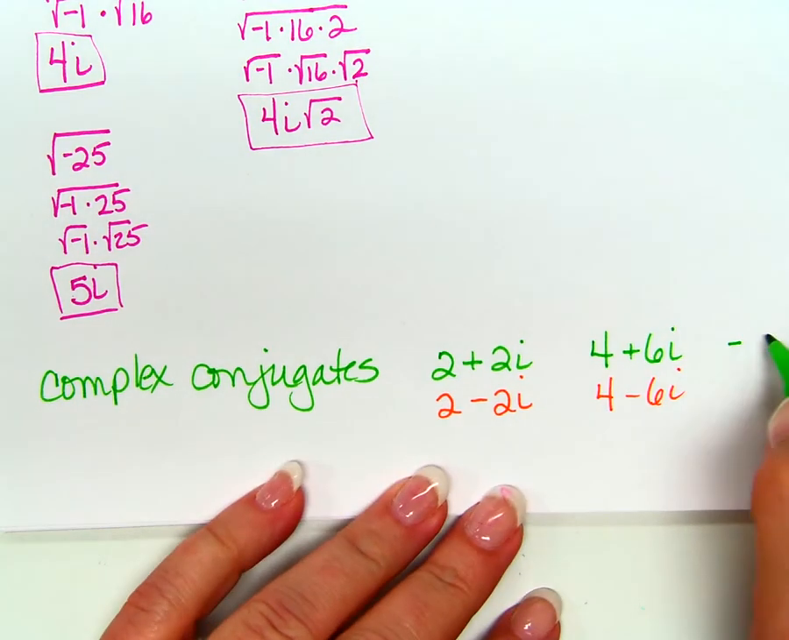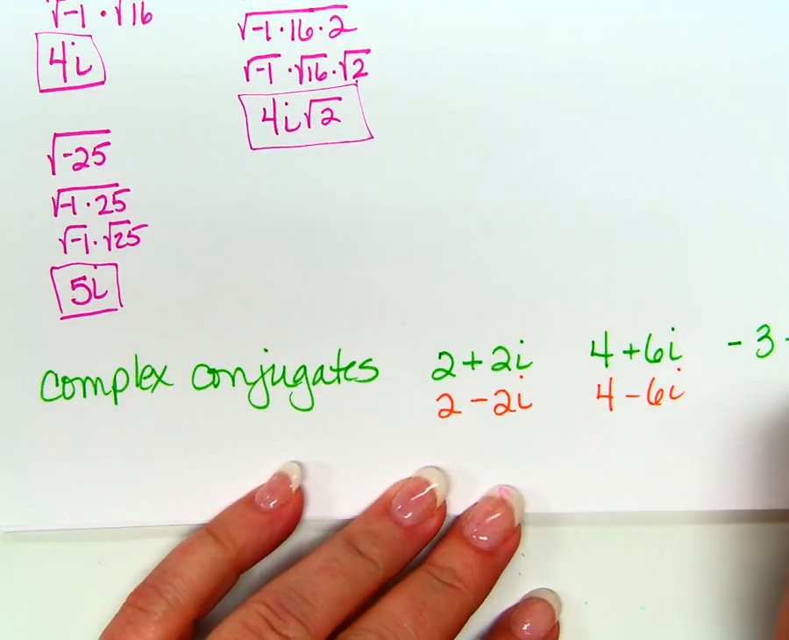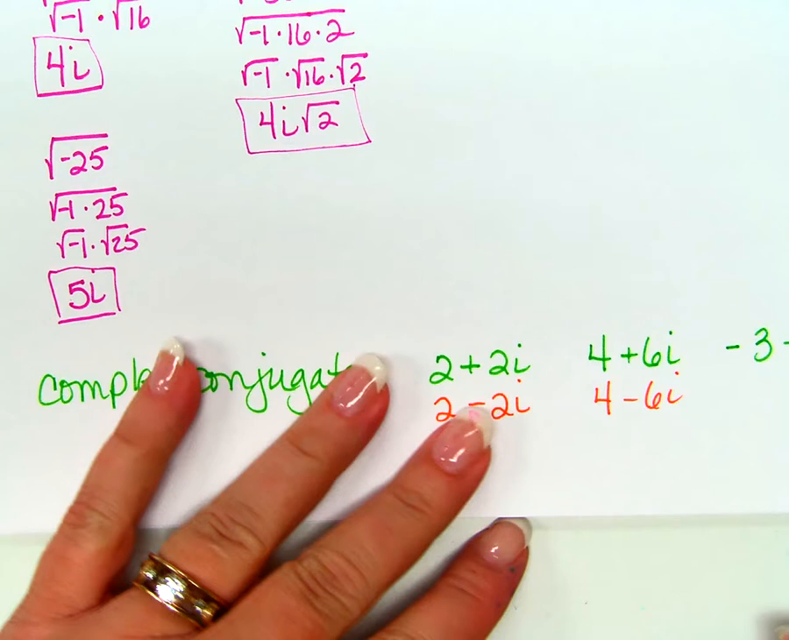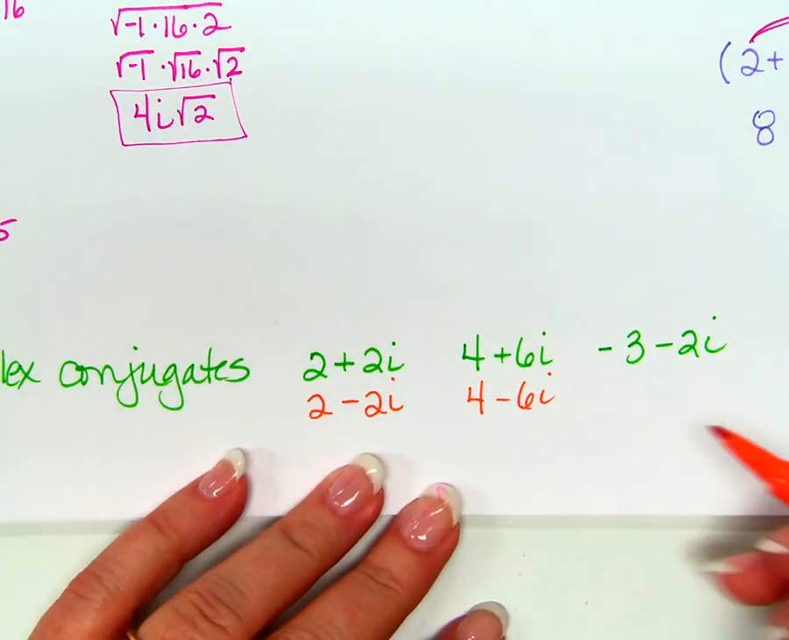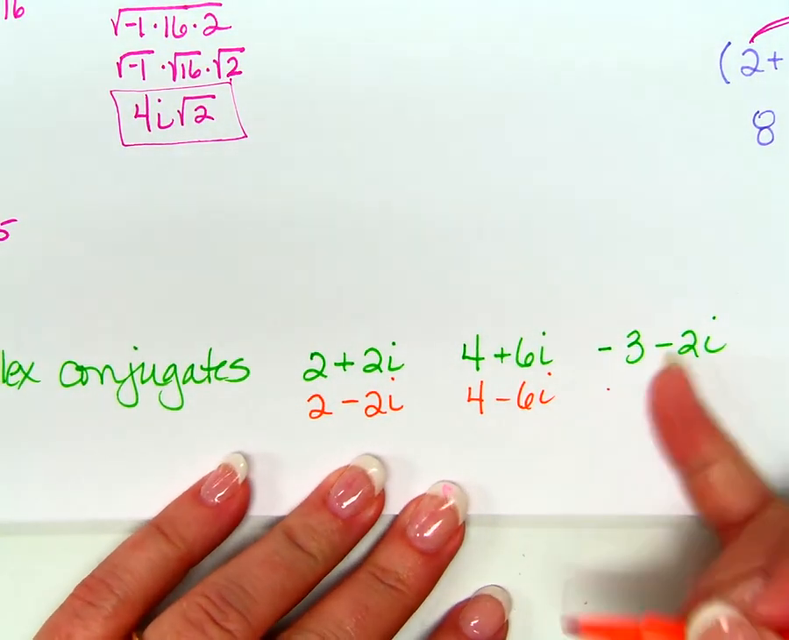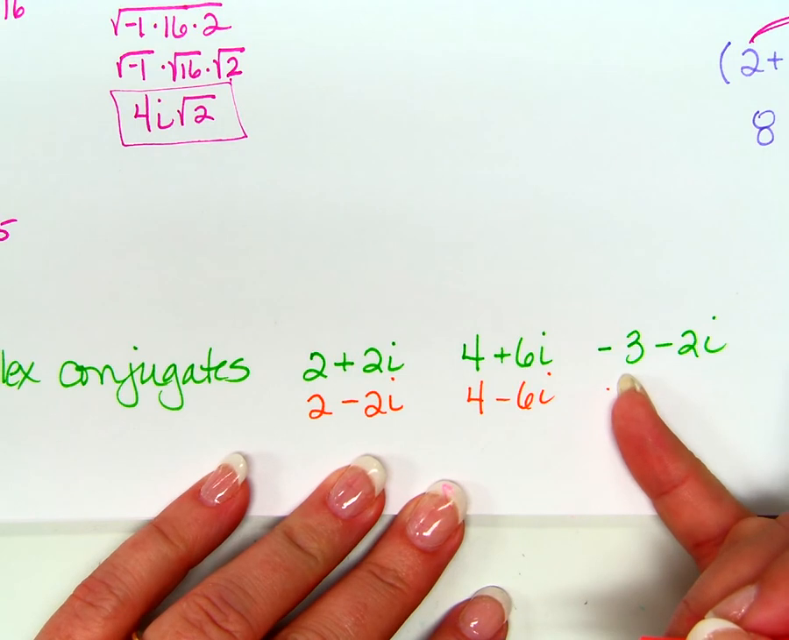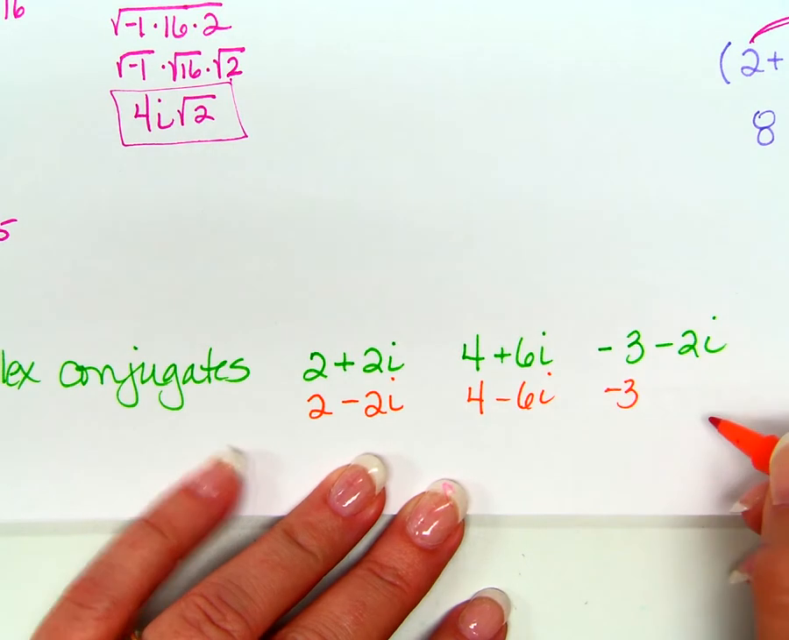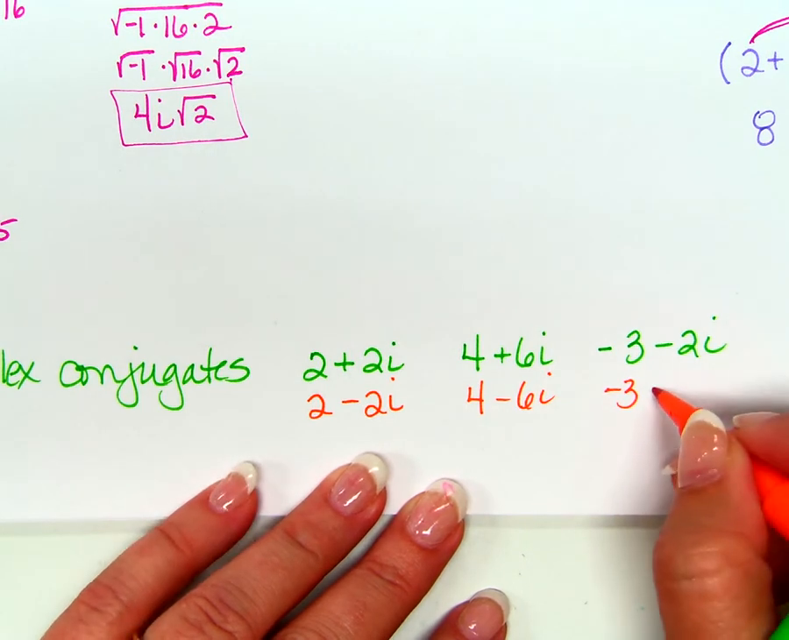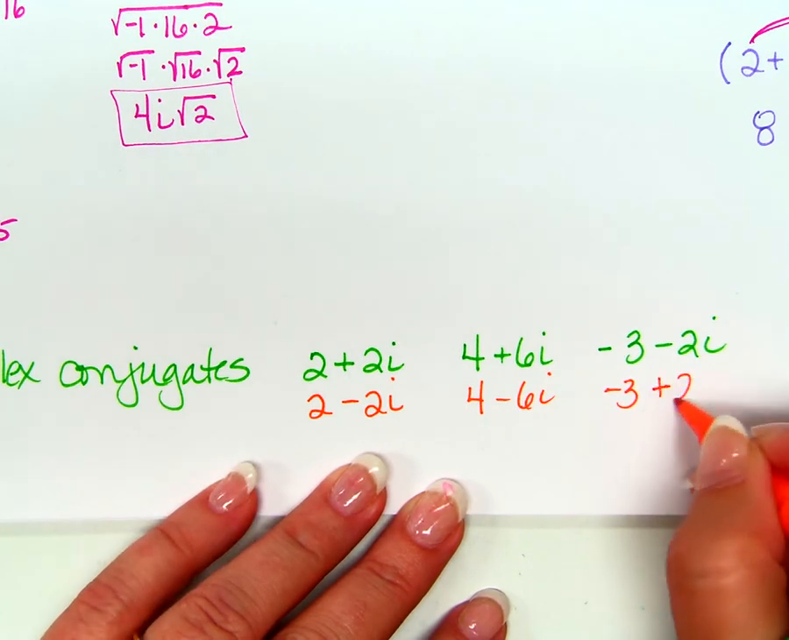Here's a complex number. What is its conjugate? Negative 3. How come you didn't change that sign? You're not supposed to, right? The real part stays the same. Negative 3. What part changes sign? The imaginary part.